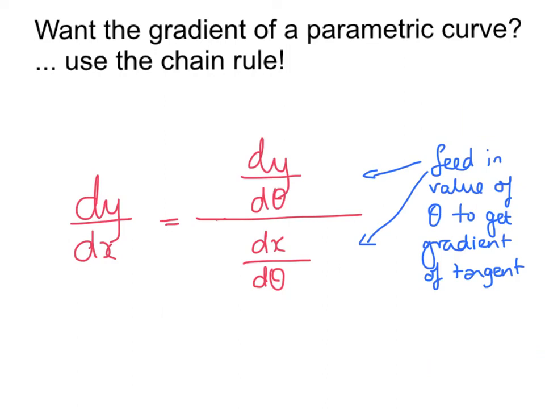So in summary, if you want the gradient of a parametric curve, you use the chain rule. Dy by dx is dy by d theta over dx by d theta. You can just think of it as the derivative of y over the derivative of x. And then to get the gradient of the tangent at a specific point, you feed in your value of theta at that point. Easy peasy.